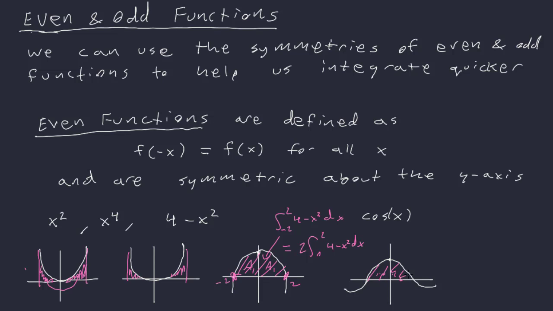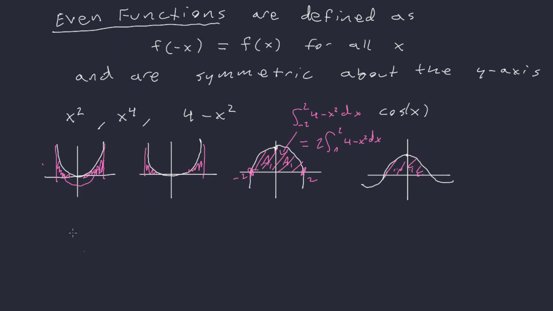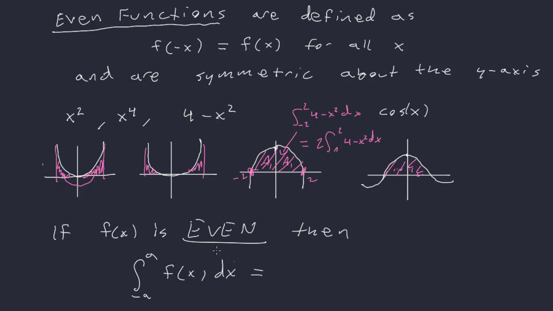And that's the idea with even functions. If f of x is even, and you're taking the definite integral over a balanced interval, so what I mean by a balanced interval is you're going from negative a to a, like negative 1 to 1, negative 2 to 2, negative 3 to 3, balanced. Then instead of doing that, you can just take the integral from 0 to a and multiply it by 2.